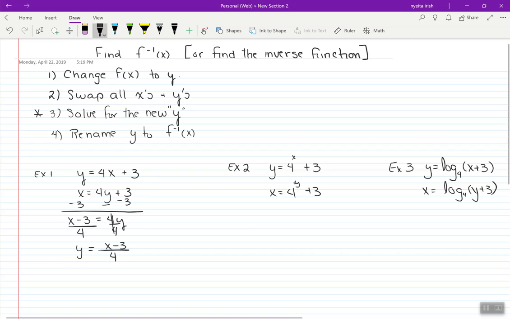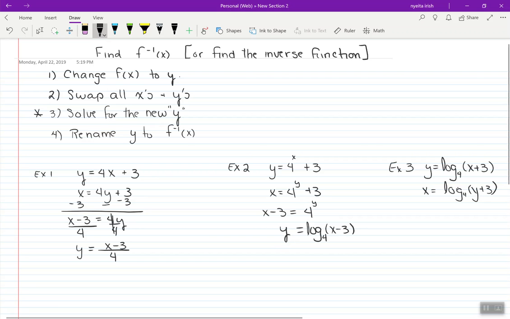For this one, I want to solve for y. So again, subtract 3. But now the y is up in an exponent. So to undo an exponent, you use logarithms. So I start out with log. Base of the logarithm is the base of the exponent. And inside here is going to go x minus 3 equals the power y.